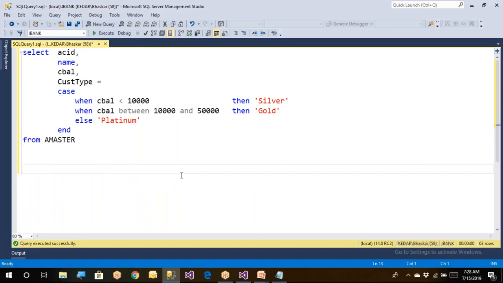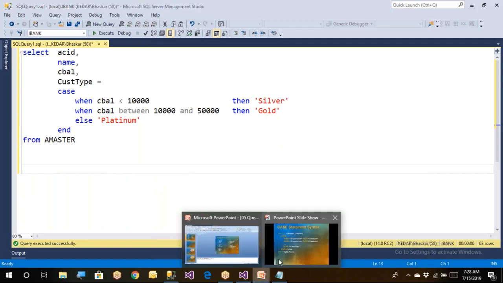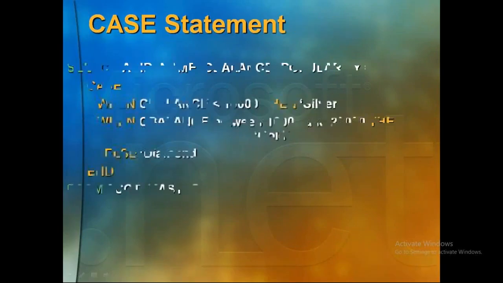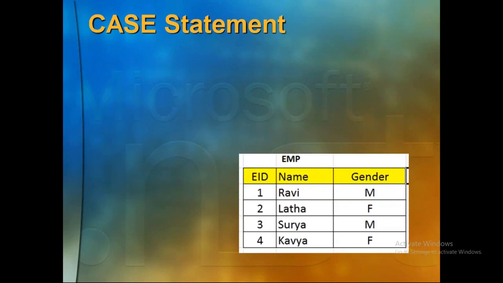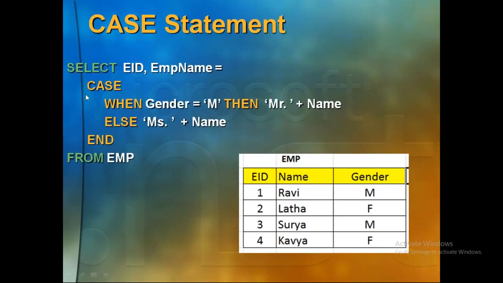So case we will be able to use every time. Many times we can use it. Okay, so this is what I have written. So this is my table. I wanted to have employee ID, employee name is the alias. Case when the gender equals to male, then Mr. plus name. That means you will be able to get Mr. Ravi, Miss Lata. Else Miss and a name will get concatenated.